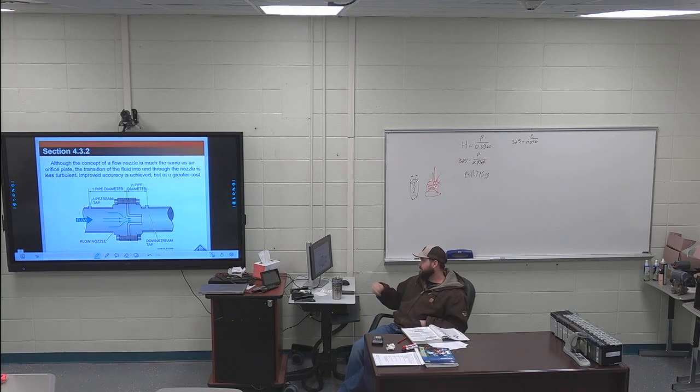Which makes sense, right? There's a lot more going on here than just a hole in the pipe or a hole in a plate. These are more expensive. Orifice plates are used because they're cheap and easy to change out. They're easy to get. This is going to be more expensive. You need to have figure 37 highlighted as an online test question. You need to know what a flow nozzle looks like.